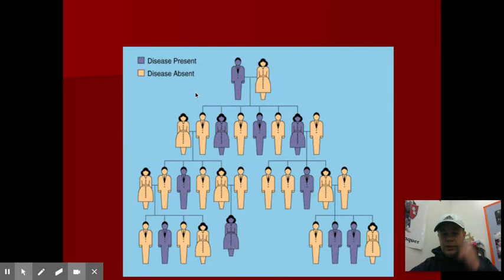Now, there's also a color code. What does the blue person mean? Well, if they're colored blue, it means that there's some disease present. I want you, with the substitute, to pause this video for just a second and brainstorm some potential diseases that you can have a family history of. Gather some ideas from the class and discuss what are some diseases that could be passed down in your DNA. Go ahead and pause now.